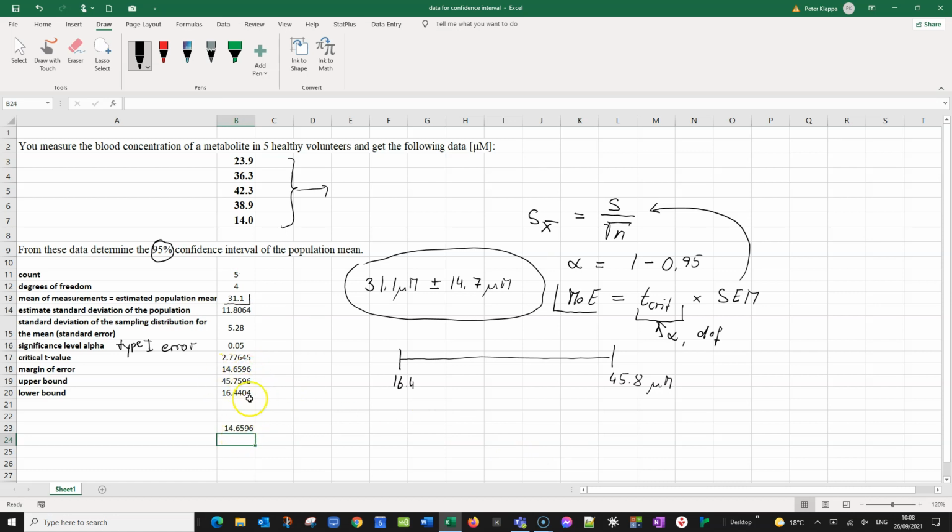So with this little trick, you don't have to go through all these calculations. You immediately get the margin of error with the CONFIDENCE.T function.